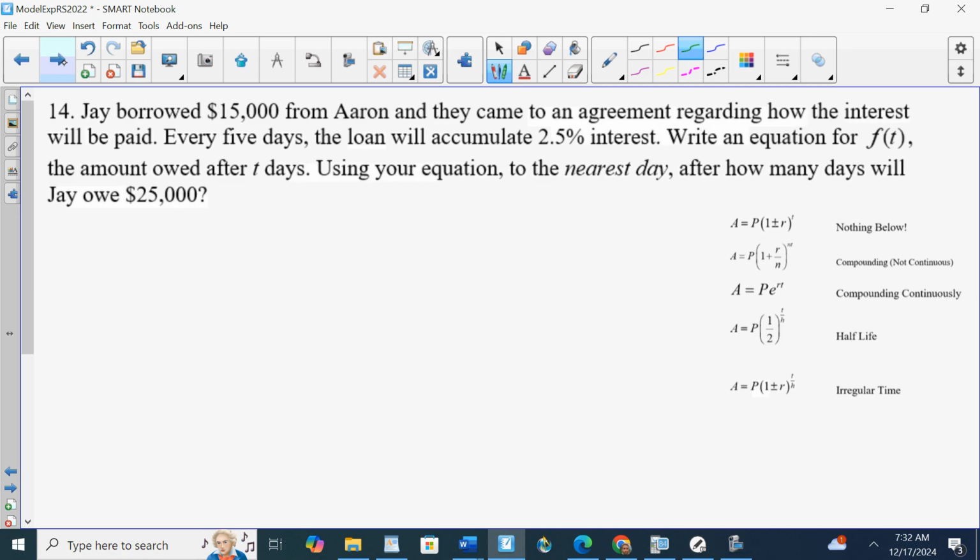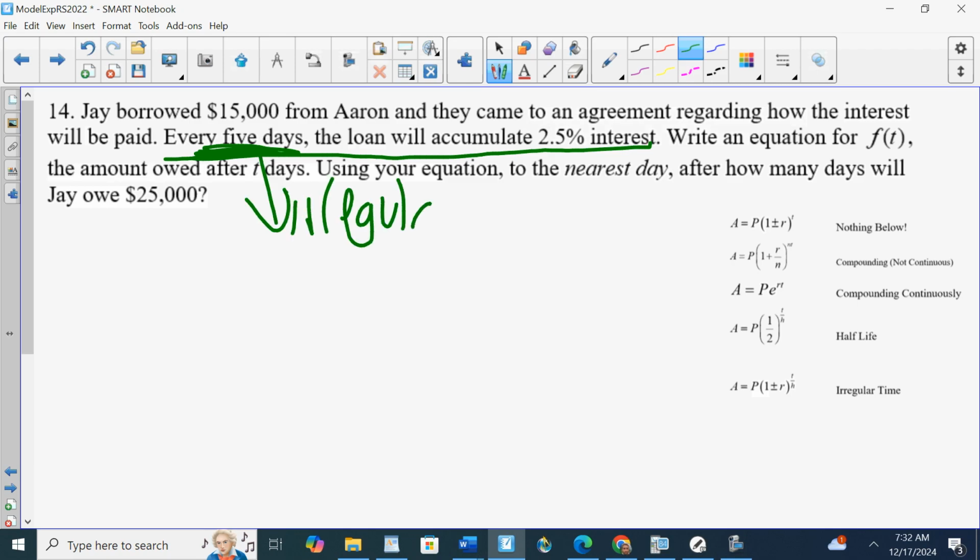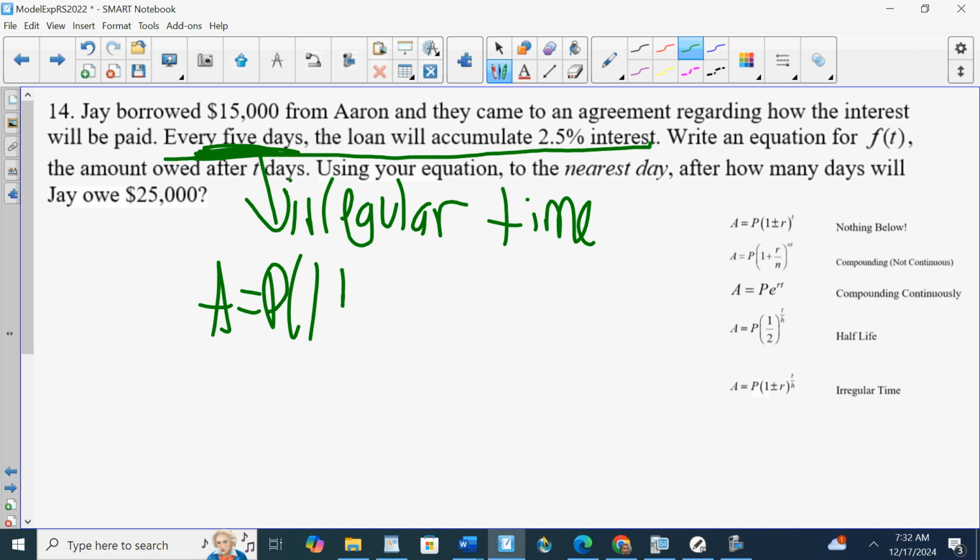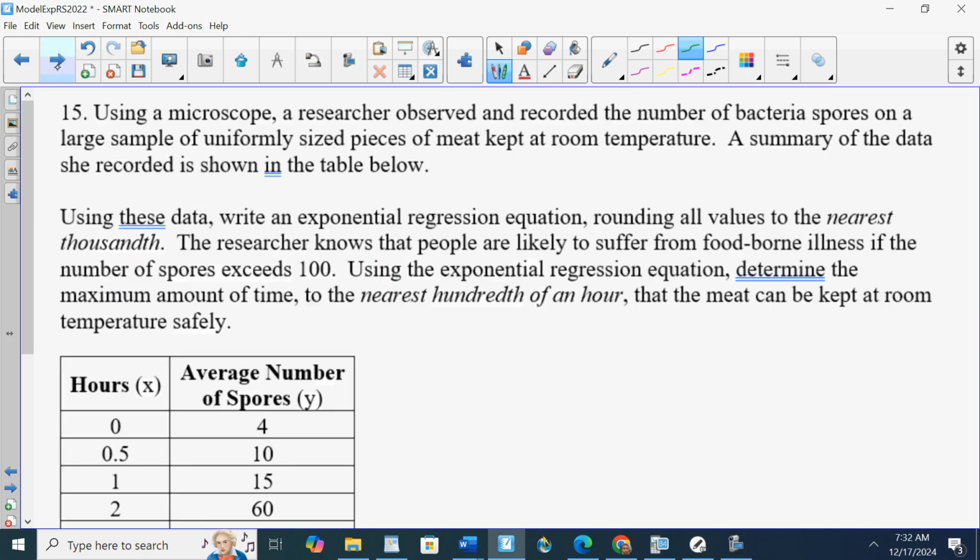14, every 5 days, the loan will accumulate 2.5% interest. Every 5 days, that is irregular time. It's not every day, it's not every one of the unit, it's every some irregular amount of time. So I use my irregular time. 1 plus or minus the rate for the T over H, where H is the time it takes for the percent to be applied. H would be 5.